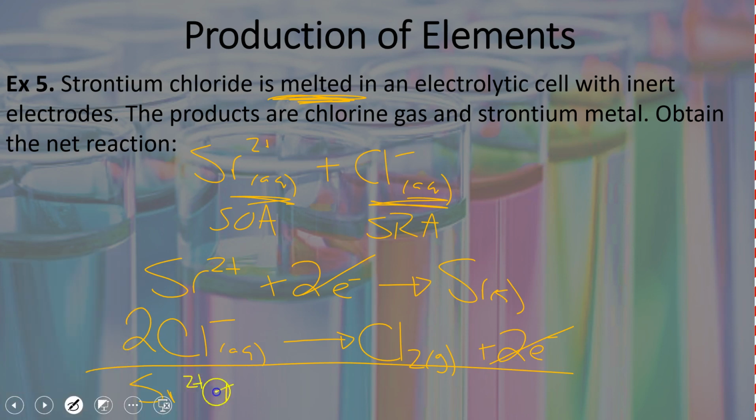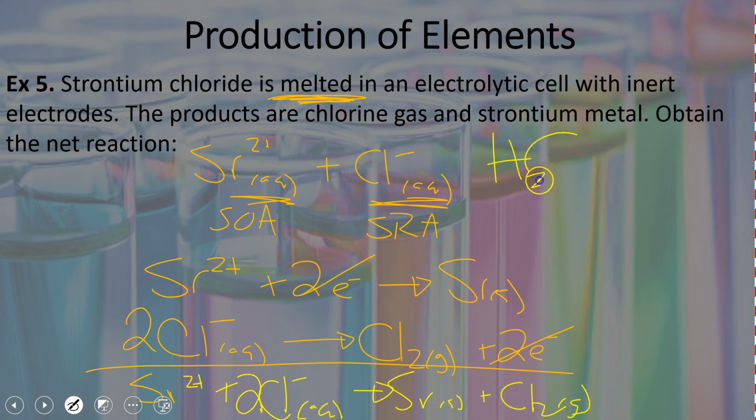Sr2+ would be reacting with 2 chloride ions, Cl-, aqueous, to produce strontium solid and chlorine gas. Right? And so water is not included in this because it's melted. If it was, then I have a chlorine anomaly, and this reaction that I wanted to happen, I guess it would still occur, but it would be a chlorine anomaly.